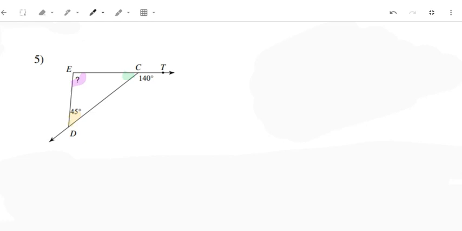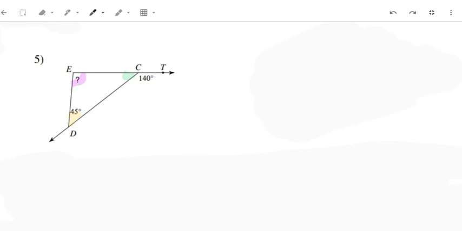So in this type of problem, we're given the exterior angle. So the exterior angle here is 140 degrees. And we're trying to find an interior angle right here. We're trying to find angle E. So let's figure out how we can solve for that missing angle.